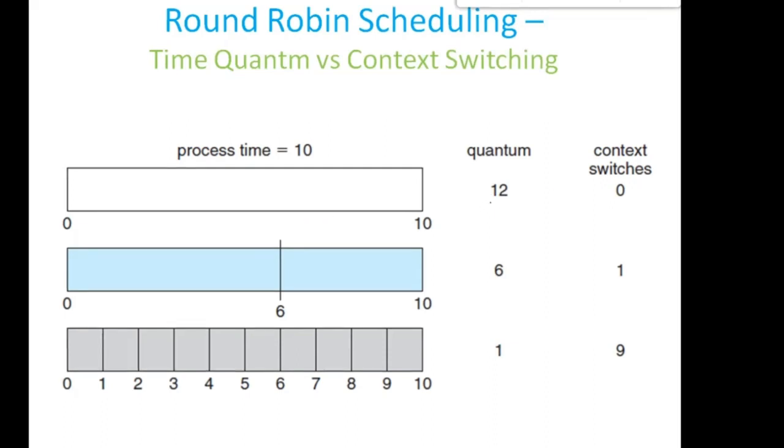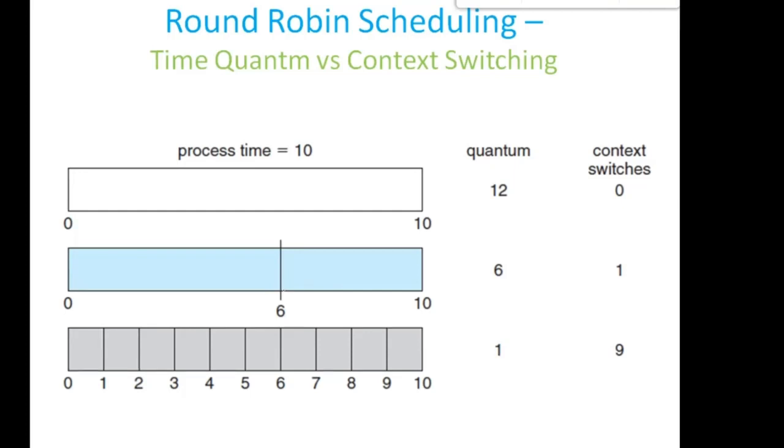If the time quantum is set as 6 milliseconds for the same process, then one context switch will happen because the process will execute for 6 milliseconds. Then again it will move to some other process. Then once the process gets its turn, it completes its remaining execution time. Okay, so at least one context switch will occur.